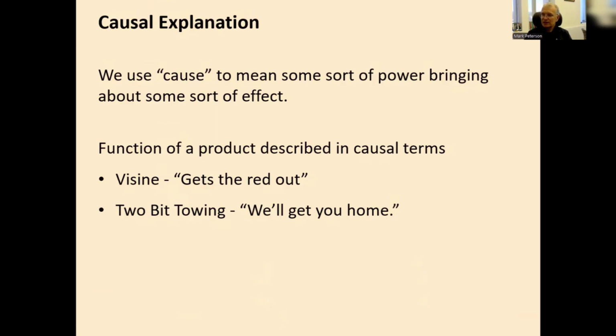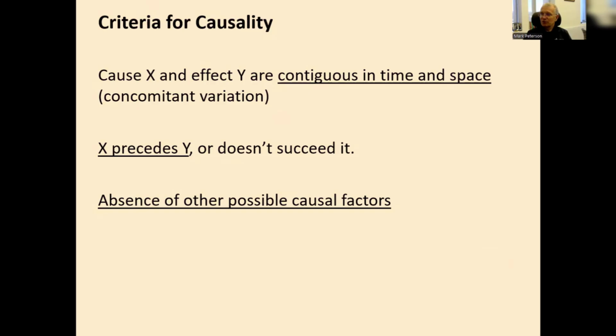So we have here "Visine gets the red out." Okay, so eye drops that would do that. "2-bit towing will get you home." So they would be the cause of you getting home. The criteria for causality here: you have a cause X and an effect Y, which is downstream. So they have to be contiguous in time and space. We call this concomitant variation. So when there's concomitant variation, and then we see that X precedes Y, and then there's an absence of other causal factors, we have grounds for inferring causality.